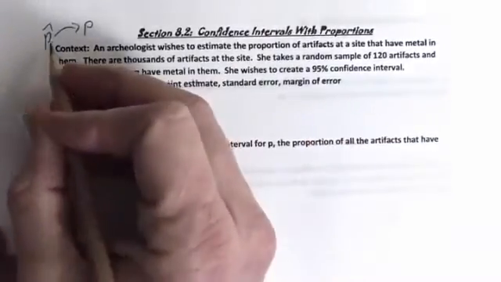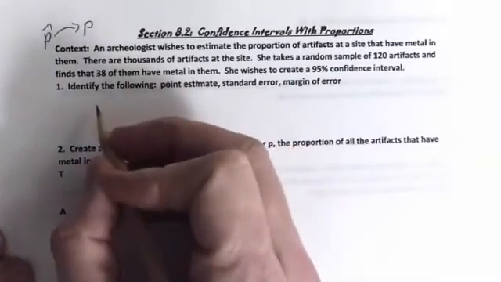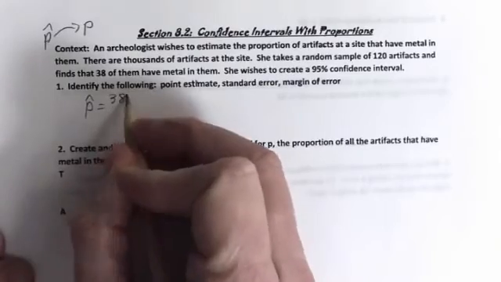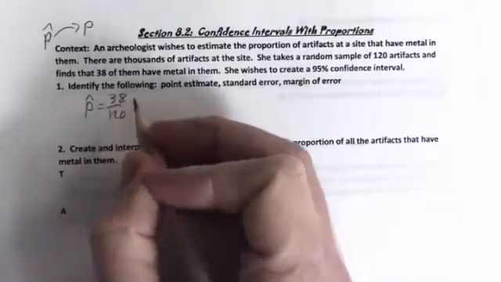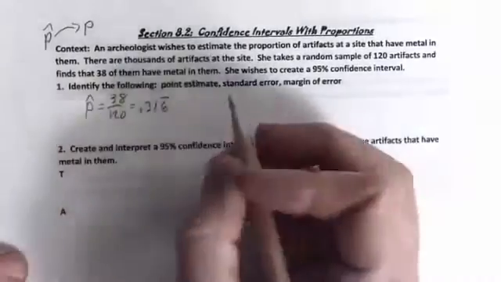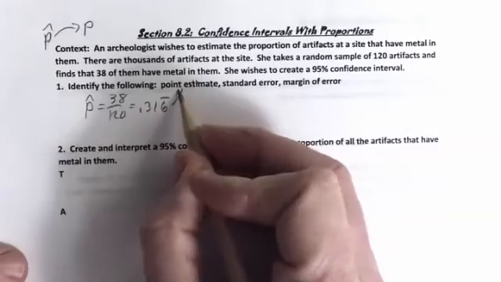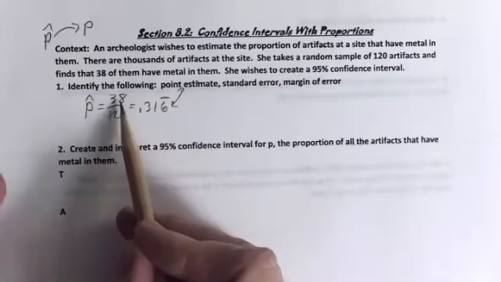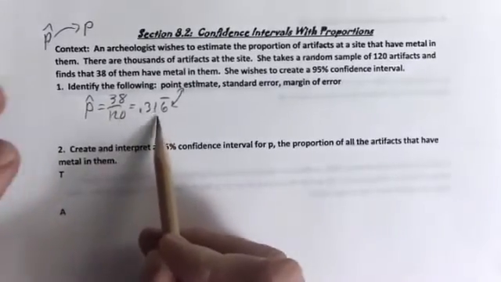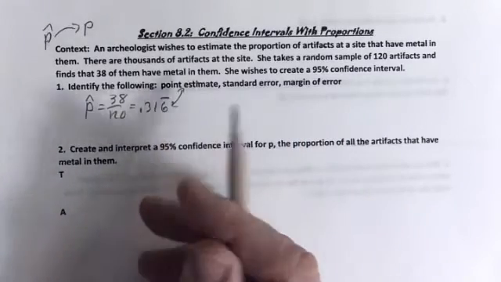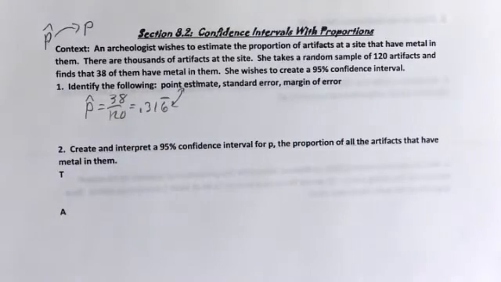Our point estimate, which we just called an estimate last chapter, is p hat. And p hat is, in this case, 38 out of 120, which is equal to 0.316 repeating. That is our point estimate. They can give you this either as the number of successes over the total number, or they could just give you the proportion. They could just say the sample size is 120 and 31.6 repeating percent of them have metal in them. So a couple different ways to do that.